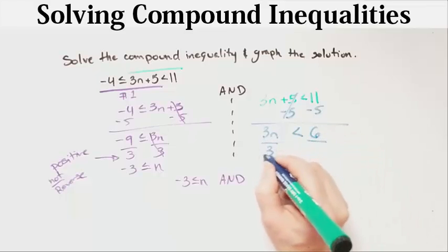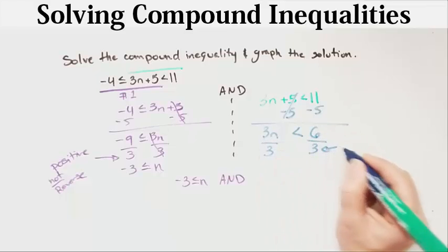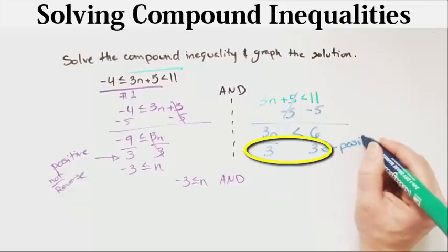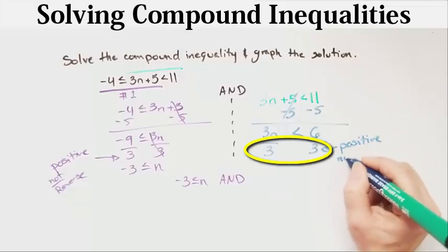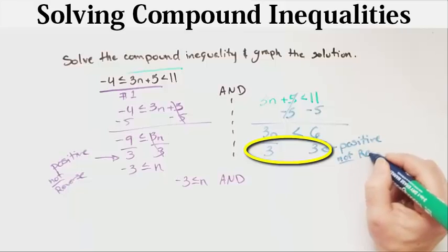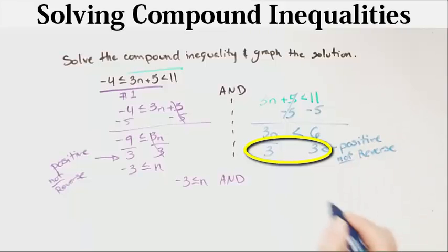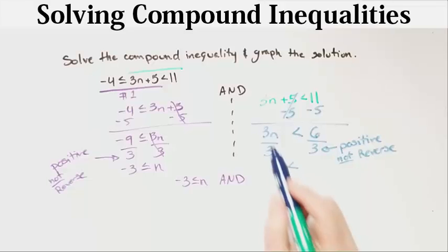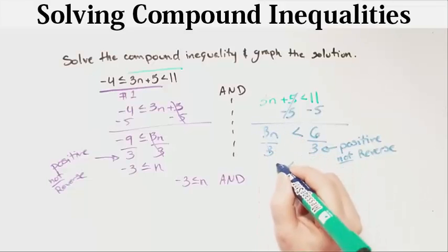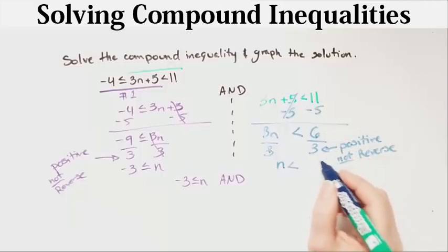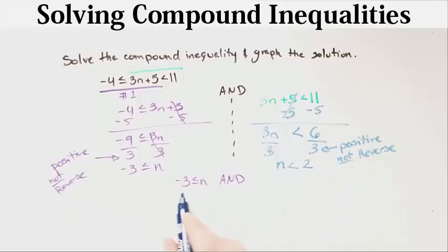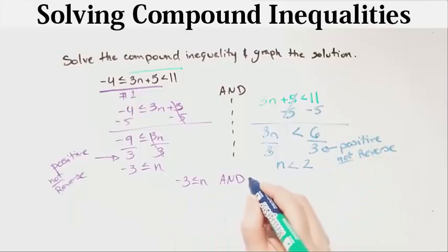Divide both sides by 3. The minute you divide, you're supposed to stop and take a look. This is a positive number. If it is a positive number, then we are not reversing the symbol. So I'm going to immediately go down and write the symbol so I do not forget. 3 divided by 3 is 1, so I have n is less than 6 divided by 3 is 2. So we already had our first, and our next one is n is less than 2.